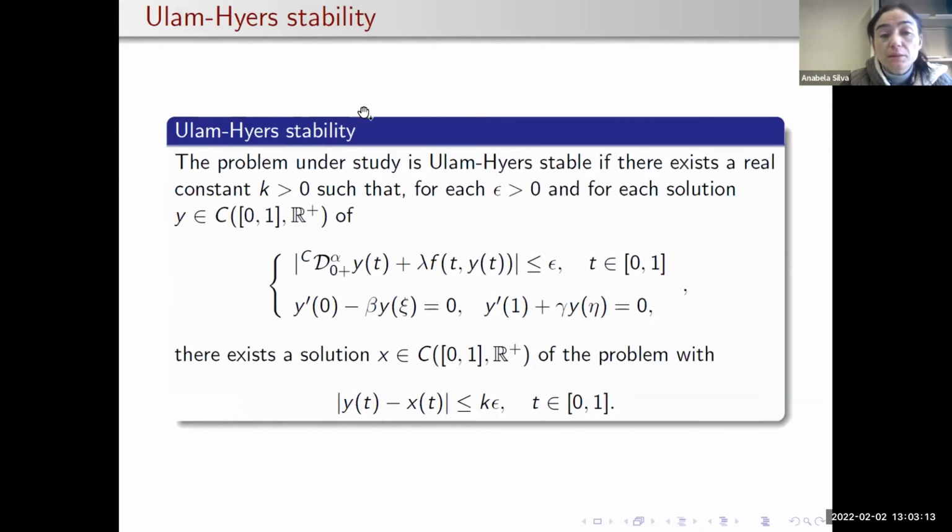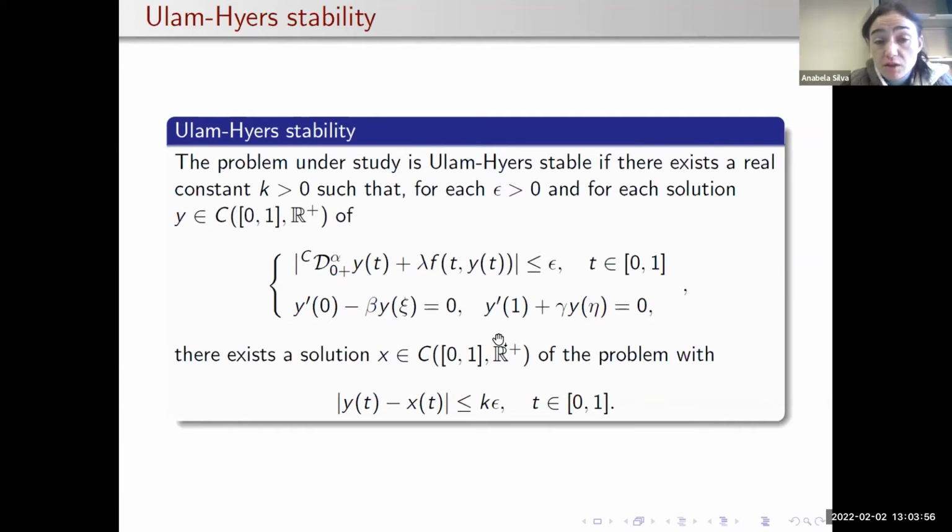When you talk about Ulam-Myers stability, we talk about the following definition. The problem that we are studying is Ulam-Myers stable if there exists a constant k greater than 0, such that for each epsilon and for each solution that satisfies this inequality. Remember that the problem is very similar to that, but here we have equal to 0, not the absolute value. So when we talk about Ulam-Myers stability, we consider a solution of the inequality, not equality. Here we have the inequality and absolute values.